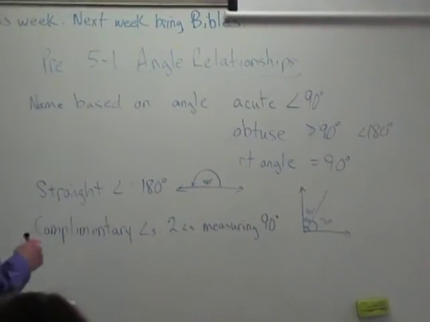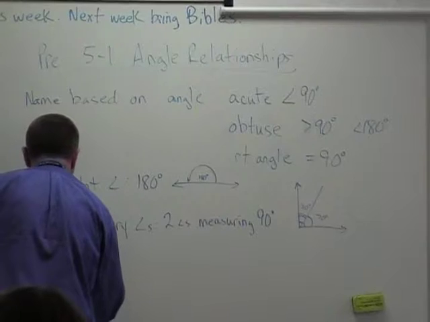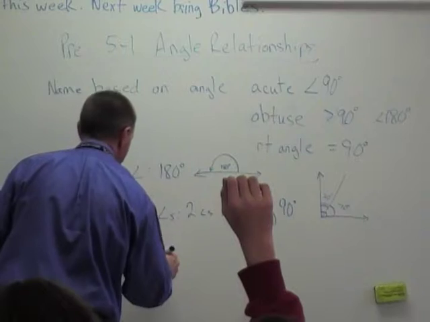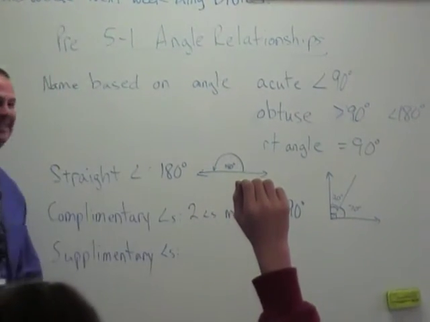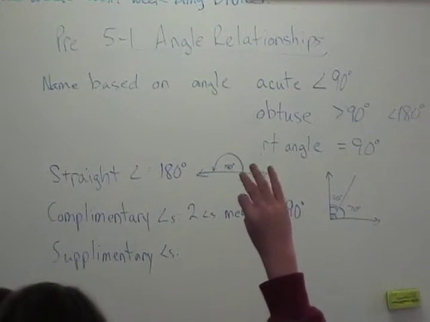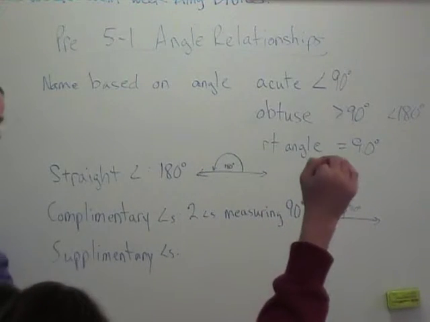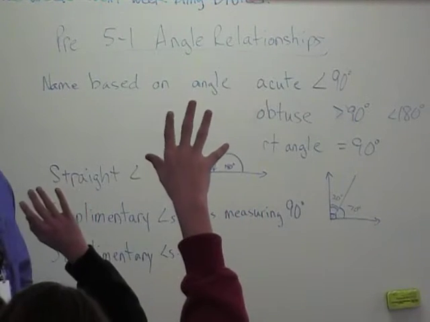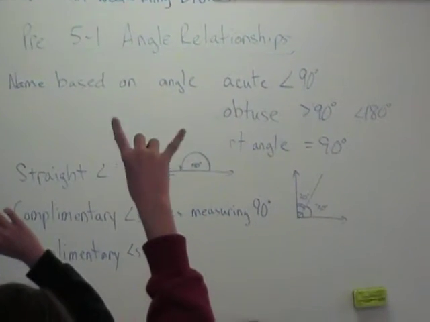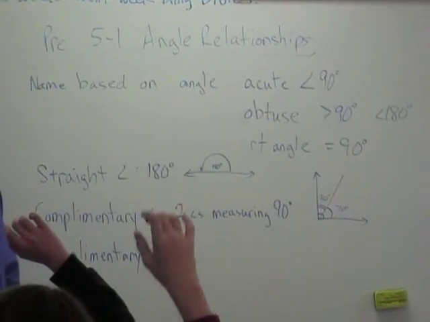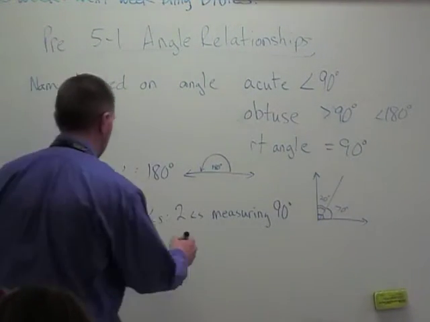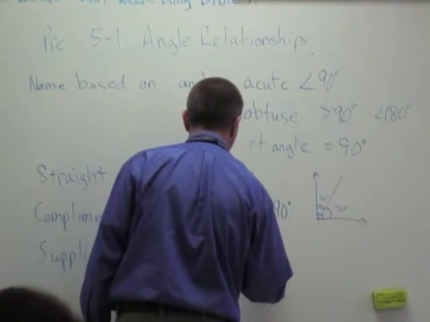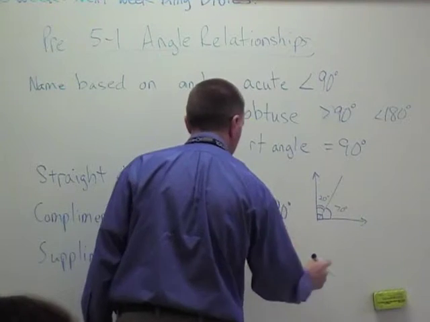Got it? Right. Supplementary. Copy it down, then by show of hands, what does supplementary mean? Two angles that equal 180. Two angles measuring 180 degrees. That one's an easy one.